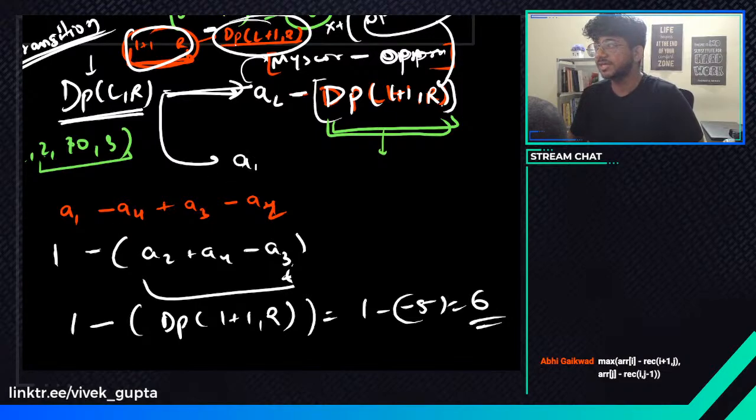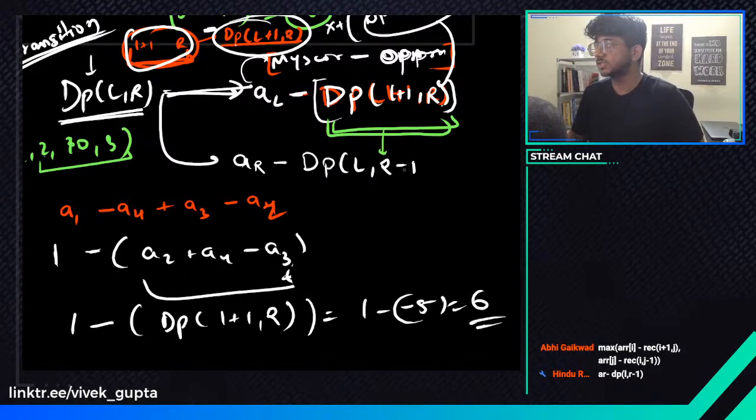That's correct. So we will get a of r. Obviously, we will again keep minus and dp of from L to r minus 1. Since we took the rth element, so now you are left with this much of the range. Clear everyone? How did we solve this one?